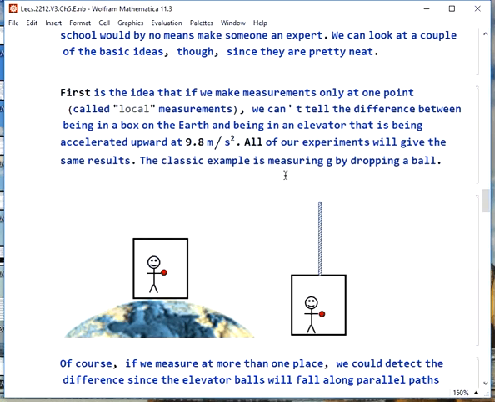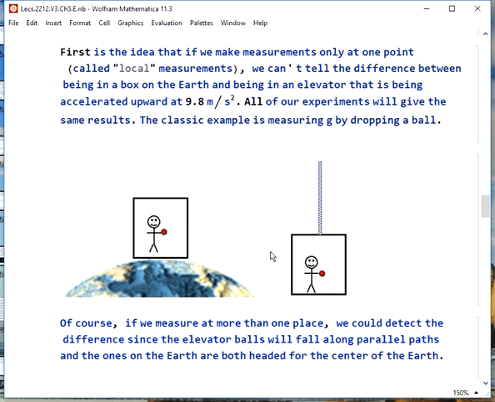First idea is if we only make measurements at one point, we call these local measurements, we can't tell the difference between being in a box on the Earth and being in an elevator that's being yanked upward at 9.8 meters per second squared. All of our experience from the first semester will give the same results either way. And the classic example is measuring g by dropping a ball and timing it.